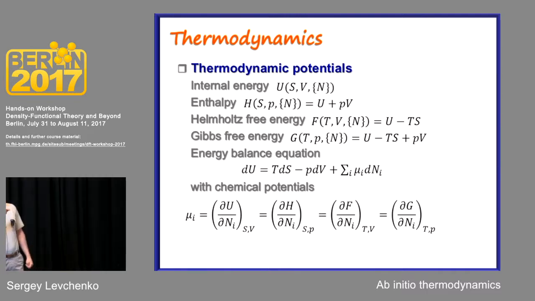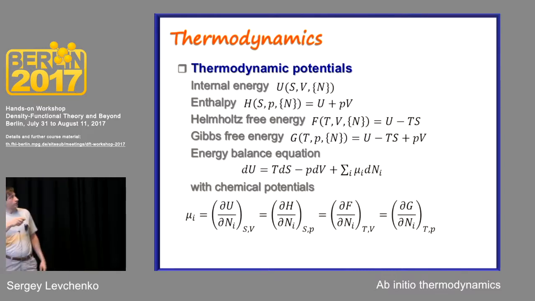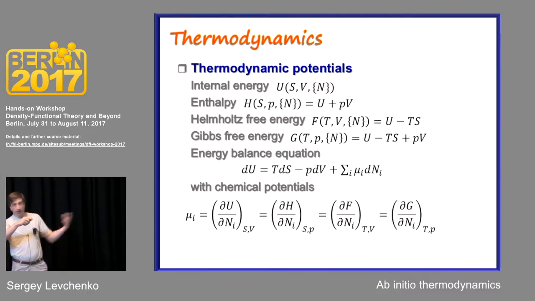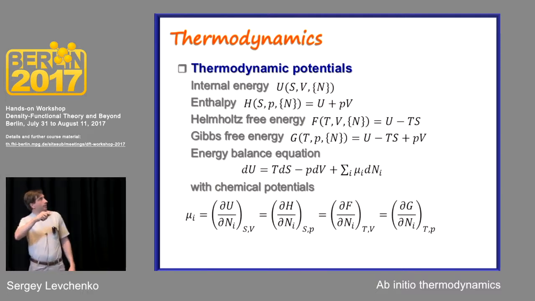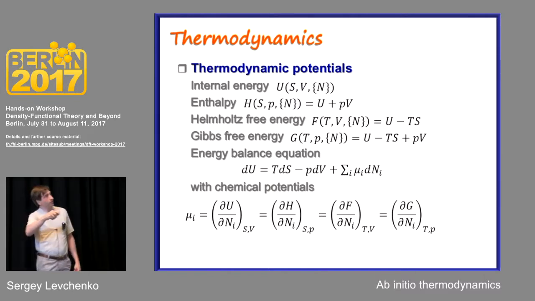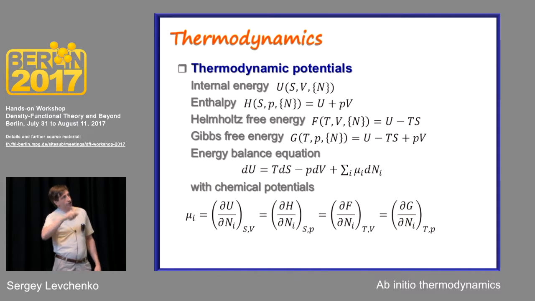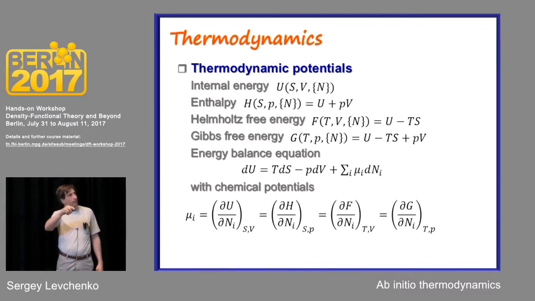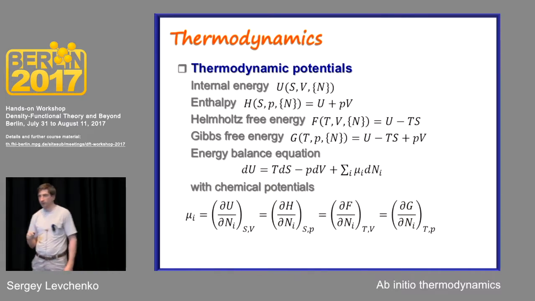So they show how these thermodynamic potentials are changing under particular conditions. For example, how the internal energy changes when we change the number of particles by one of a given type, if the entropy is constant and volume is constant, or how the Gibbs free energy changes when we change the number of particles if temperature and pressure are constant.